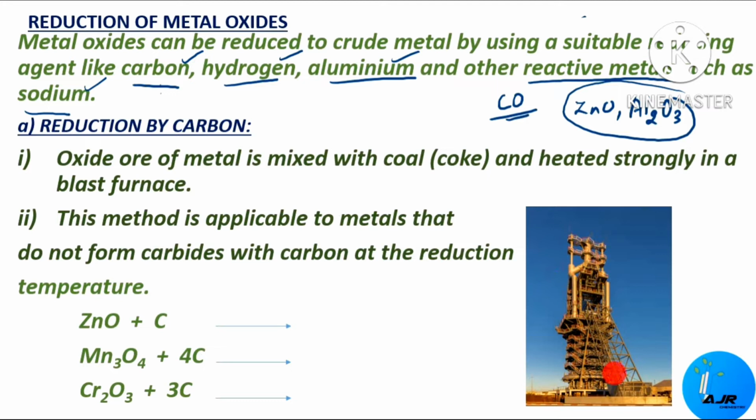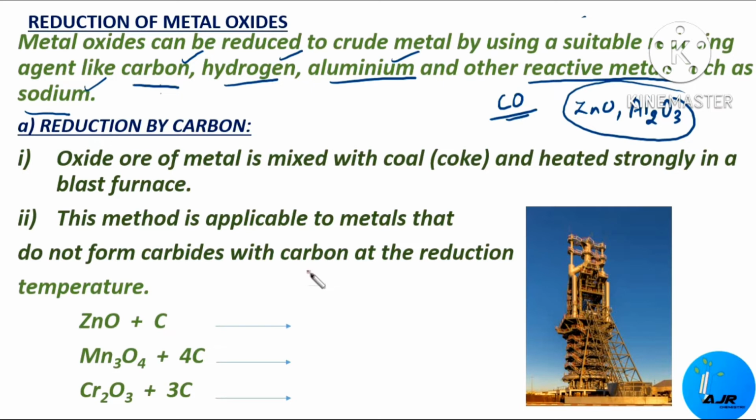I've given the picture of a blast furnace. In this furnace, the oxide ore of the metal will be mixed with coal or coke and it will be heated strongly. This method is applicable to the metals that do not form carbides with carbon at the reduction temperature. So this metal should not form carbides. Only in that case can the reduction by carbon methodology be utilized. Those metals which do not form carbides with carbon can be reduced by the carbon method.